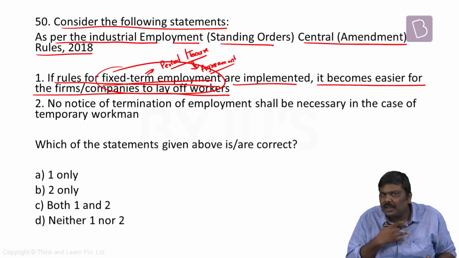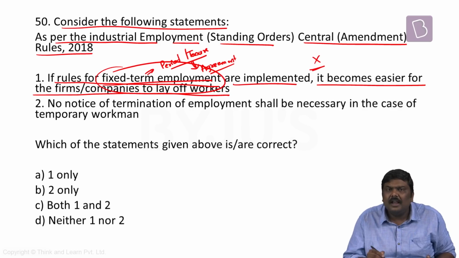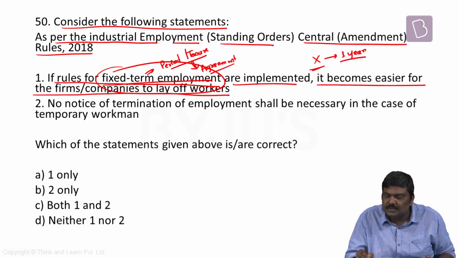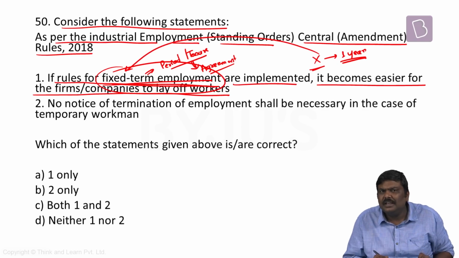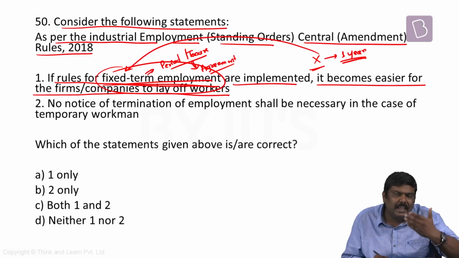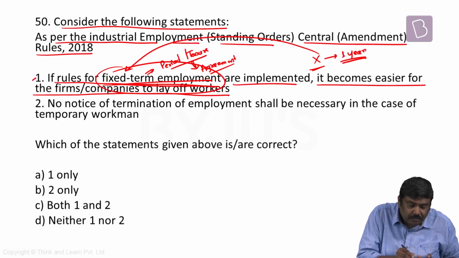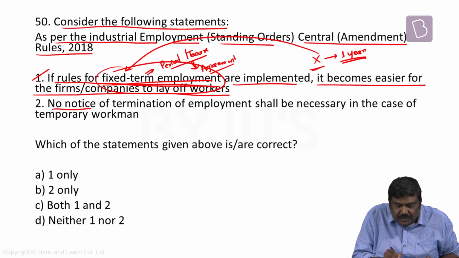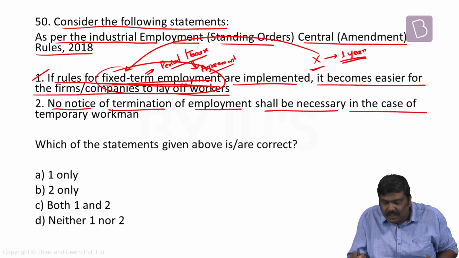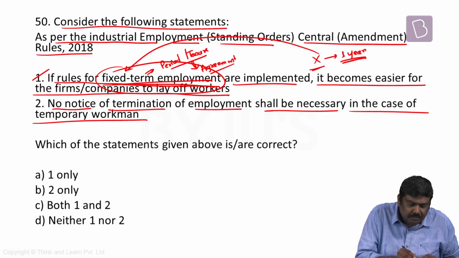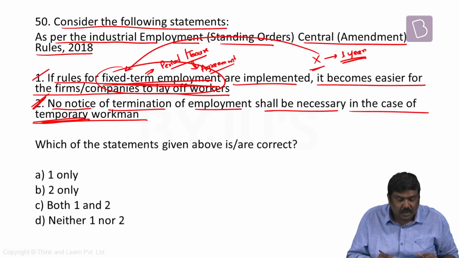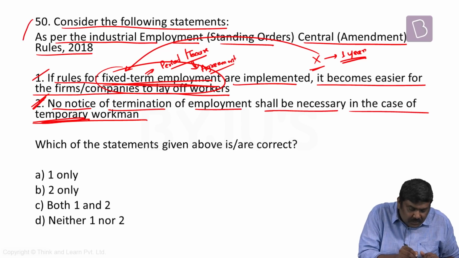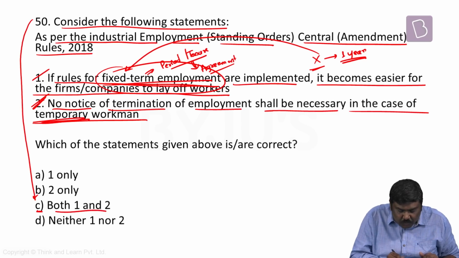If I am an employer and I have hired a person X, and while hiring him, I have told him after 1 year, I will no more need your services. That is, I have hired him under the concept of fixed term employment. Does it not make it easy for me to lay him off after 1 year? Definitely yes. Point 1 is correct. No notice of termination of employment shall be necessary in the case of a temporary workman. Yes, by nature, what kind of work is it? Temporary work. Even the second statement is true. So, based on this, the answer for question number 50 will be option C, both 1 and 2.